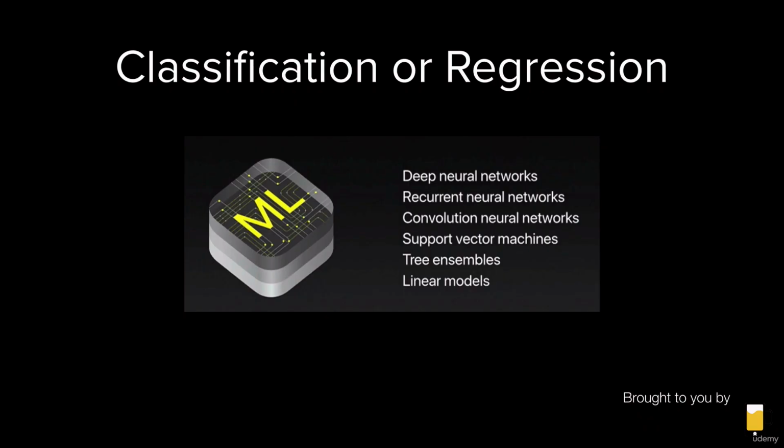Now, in WWDC, they announced all of the things that CoreML is able to do. But essentially, it boils down to just two things. It's able to do classification or regression. And at the moment, it's pretty much limited to just those two types of tasks. But I'm sure in the future this will be extended. And besides, in most cases when you're implementing machine learning, you'll only be using classification or regression anyways.